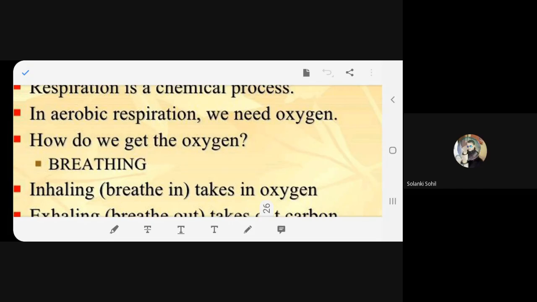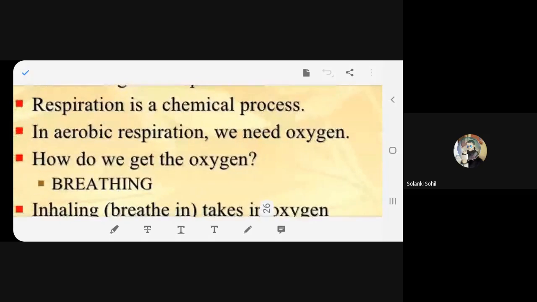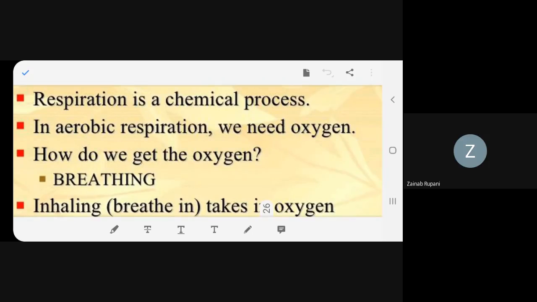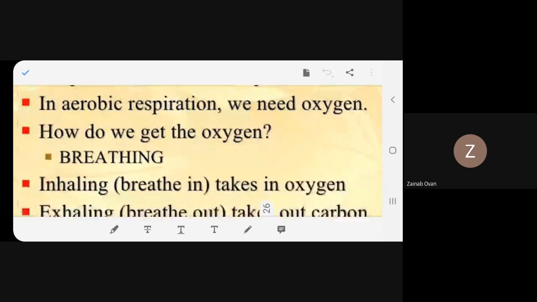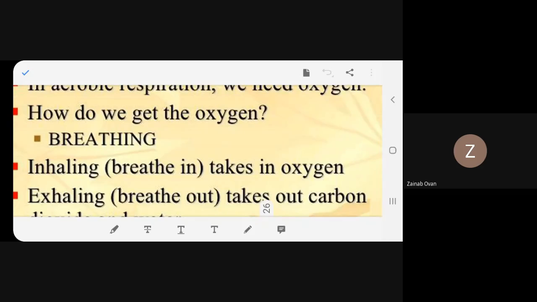How do we get oxygen? In aerobic respiration, we need oxygen. So aerobic respiration always requires oxygen. Now, how do we get this oxygen? We get it through breathing. This is a process by which we get oxygen.